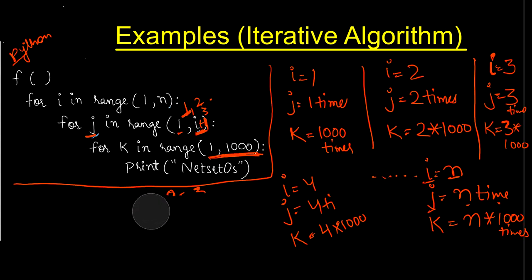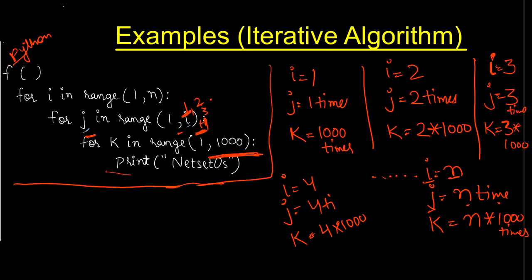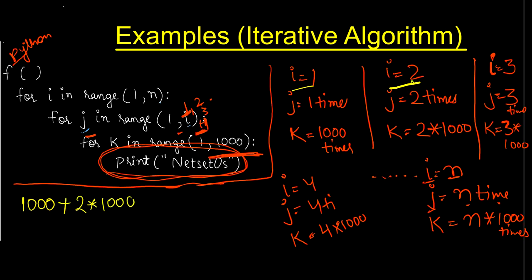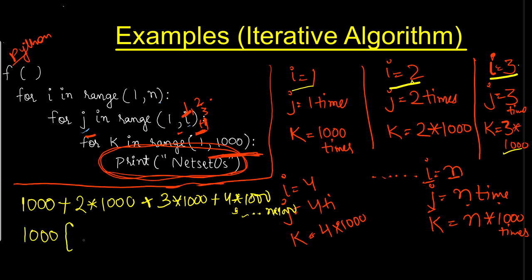Now let's delete this and try to understand how many times this netsetOS will get printed. So for this, when i is equal to 1, it was printed for 1000 times. When i is equal to 2, let's do plus 2 into 1000 times. When i is equal to 3, 3 into 1000, 4 into 1000, and this is up till n cross 1000. So what I'll do, I'll take 1000 in common: 1 plus 2 plus 3 up till n.